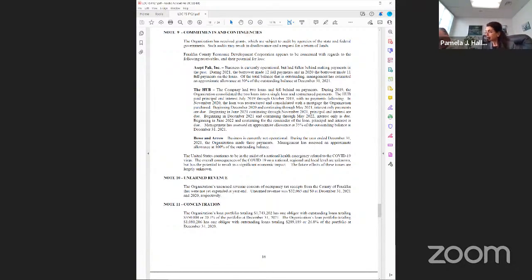We do talk about your loan portfolio. So you used to have a concentration with the ASAP Pact. That was the majority of that. But right now, there's only one loan that takes up 20% of the portfolio. Last year, we had 26.8%.